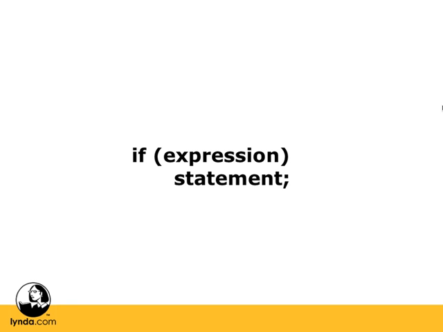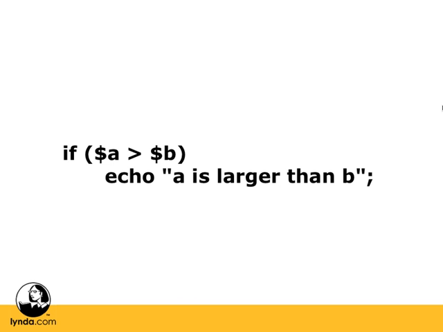The idea here is that if an expression is true, then execute a statement. And this is the format that it's going to take when we use it in PHP. If, open parentheses, an expression, which is going to be a Boolean expression, and we talked about Booleans, whether it's going to evaluate to true or false. So if it's true, do this. If it's false, then it's going to do nothing. We're going to close the parentheses, and then on a new line, we'll have the statement with its semicolon after it. An example of that might be something like, if variable A is greater than variable B, then echo back A is larger than B. And that makes a lot of sense.